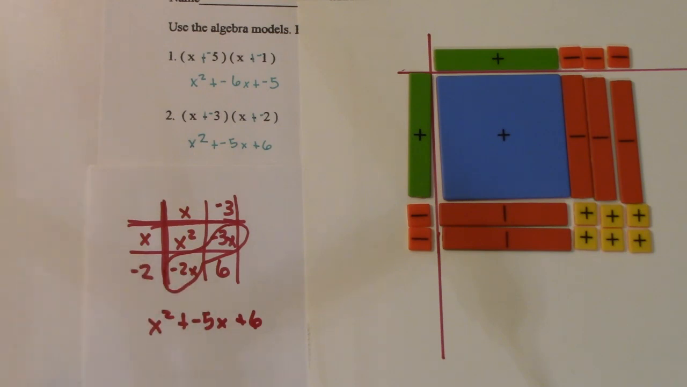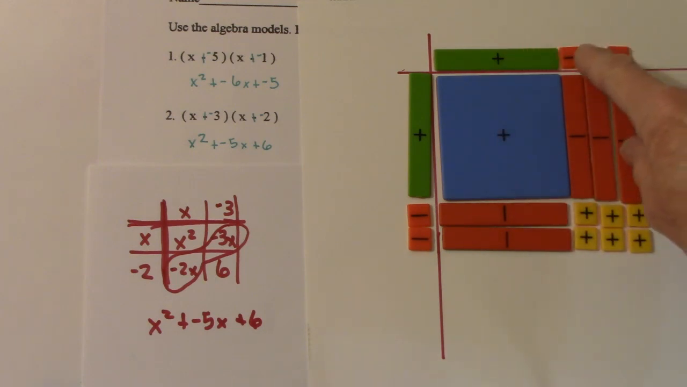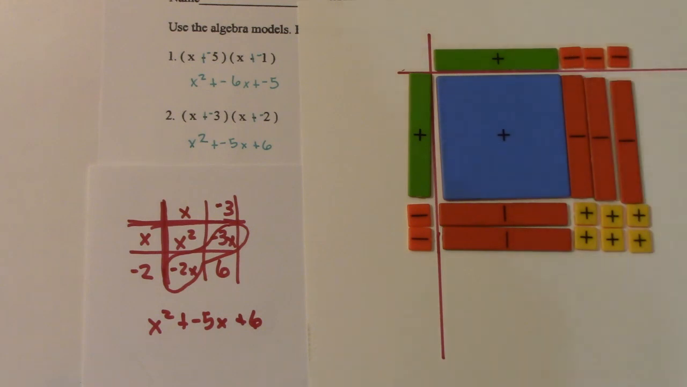So the box method is actually exactly the same as what you have over here, except it's not as visual. And here the minus 3 is 3 separate tiles, but it works exactly the same way.